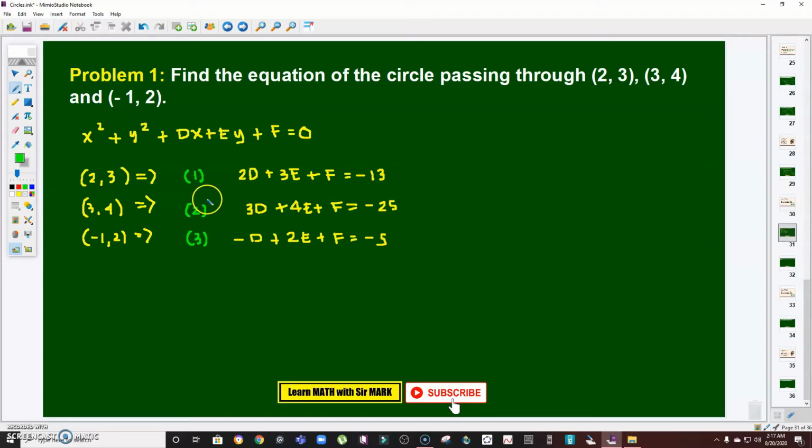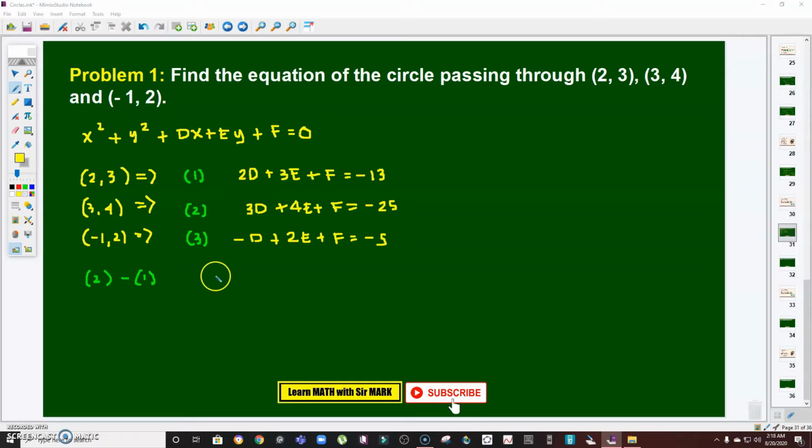In this case, observe that it's easy to eliminate f. All you have to do is pick two equations, then subtract. F will be eliminated because they're both positive. So in this case, I'm going to subtract equation 1 from equation 2. That is, this equation minus this.